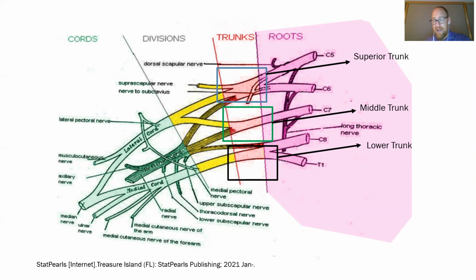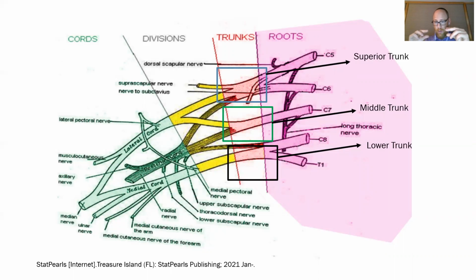So we have 3 trunks. We have the superior trunk that arises from C5, C6. So C5, C6 is superior. C7 is the middle trunk. C8, T1 is the lower trunk. C5, C6, superior trunk.